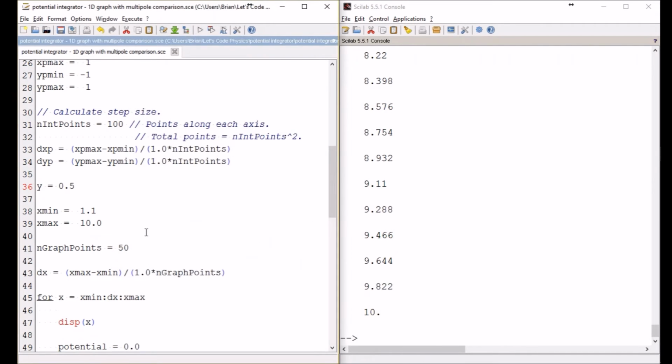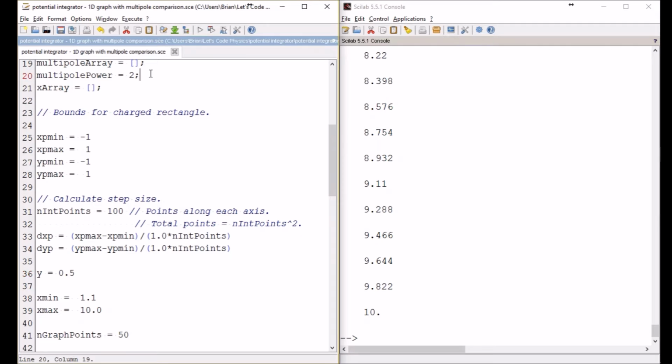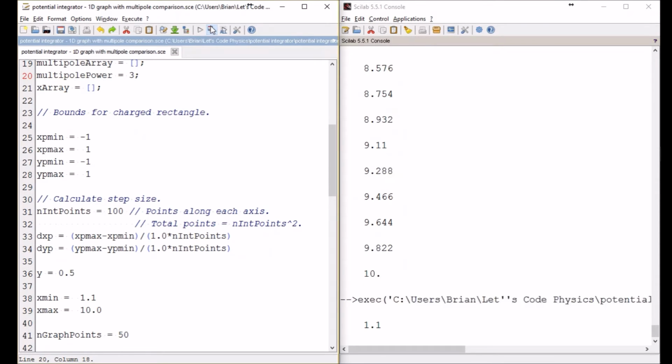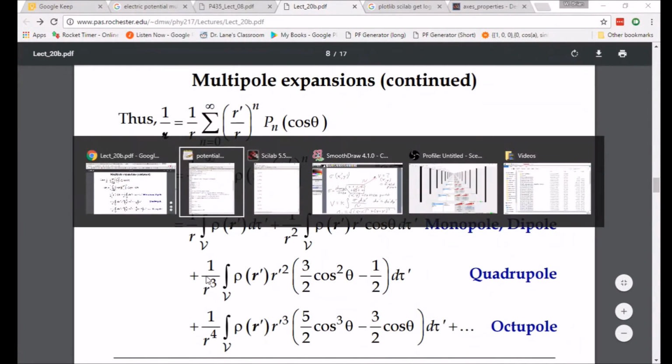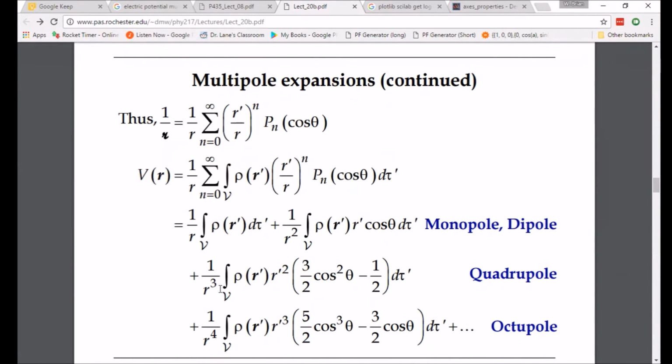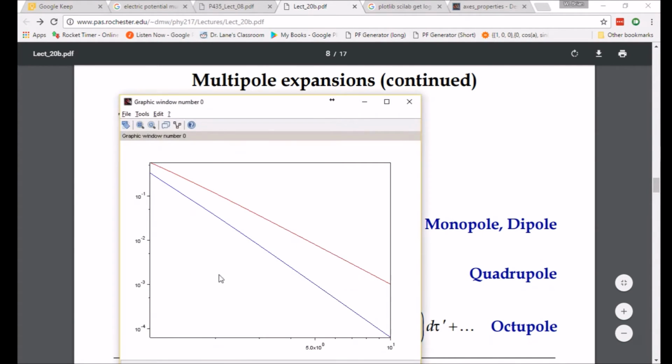So now let's put in the third power, because that is the octopole term, right? So the octopole term is the 1 over r to the third power. I did exit my graph, good. A way to keep it in mind is you've got 2. So dipole is 2, quadrupole is 3, octopole is 4. Did I say octopole earlier? I meant quadrupole, my bad. You've got quadrupole as 3.